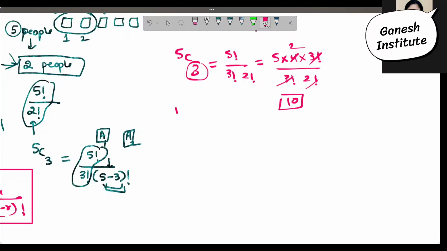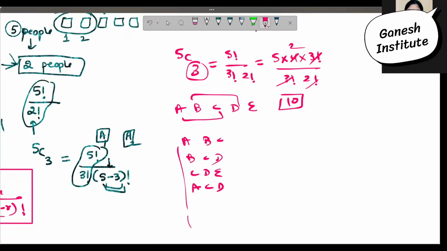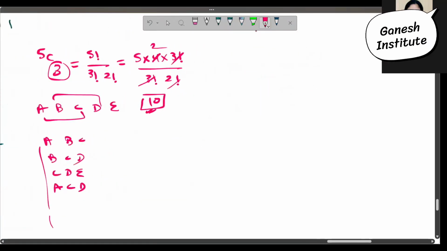Maybe I have A, B, C, D, E. I can choose A, B, C. I can choose B, C, D. I can choose C, D, E, A, C, D, and so on, right? So these are 10 ways how we can do it.